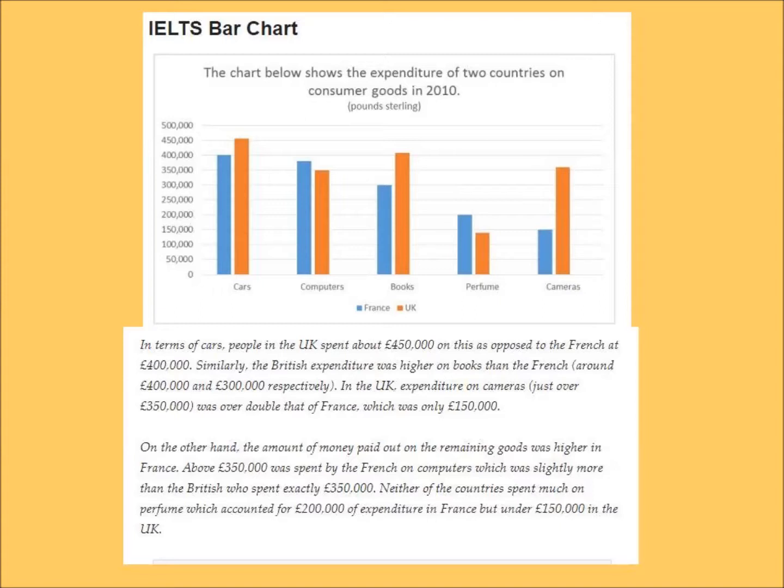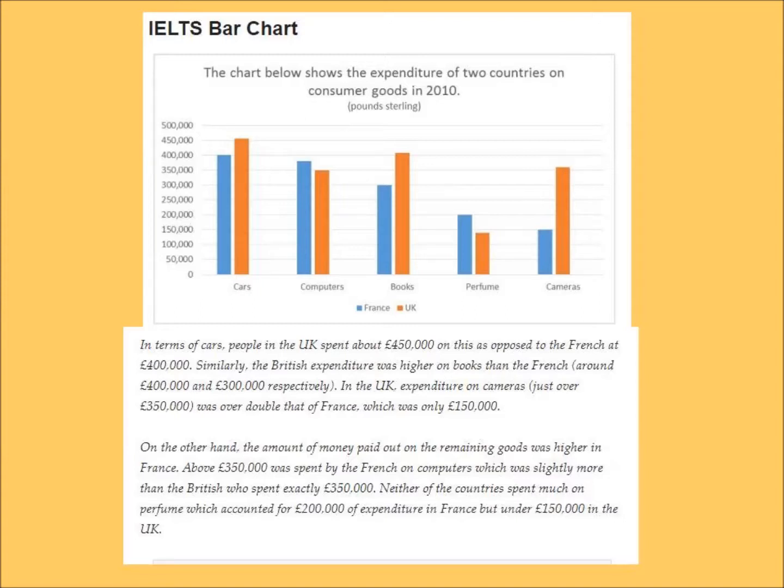Further, it describes that about 350,000 was spent by the French on computers. Now, very interestingly, we can notice that in the case of computers, the French spent more money than the UK, slightly more than the British, who spent 350,000. Neither of the countries spent much on perfume. France spent 200,000, 150,000 UK. There's a difference between the UK and France, but anyway, it seems that when compared to other consumer goods, both countries had spent the least amount of money. So the least amount of money spent on a consumer good is perfume.